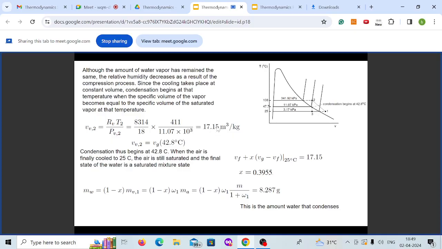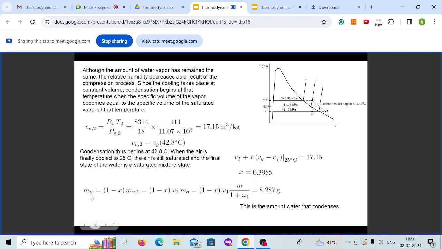We found the specific volume 17.15, and correspondingly the gaseous saturated vapor specific volume of 17.15 corresponded to 42.8 degrees Celsius. Since this temperature was higher and the air can be cooled further to 25 degrees Celsius, we said that it will condense. So correspondingly we found what fraction is getting condensed: 0.3955.